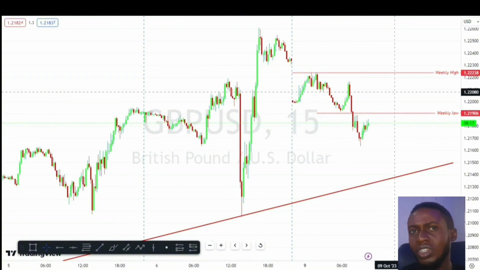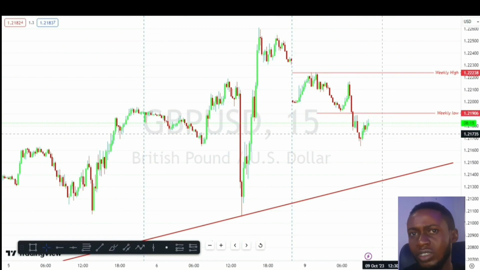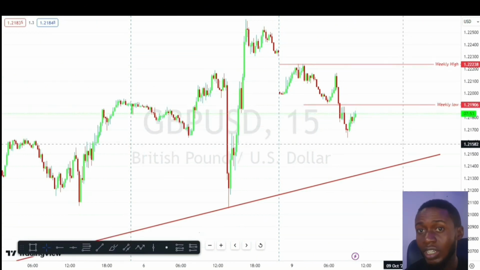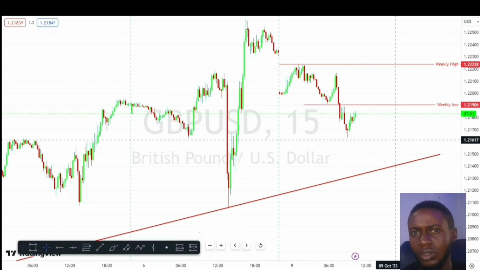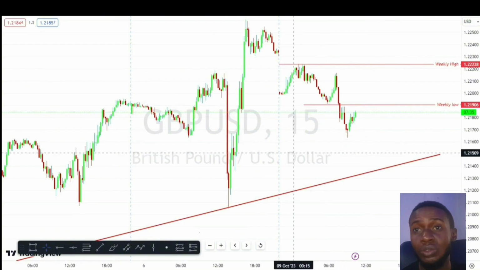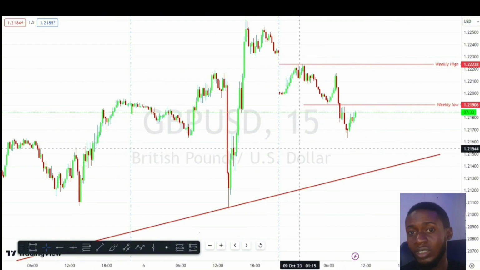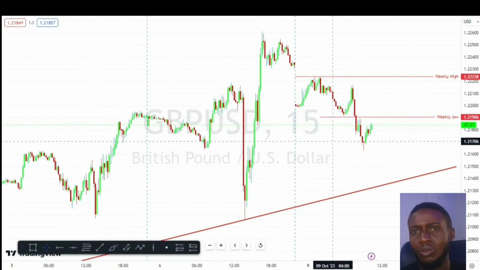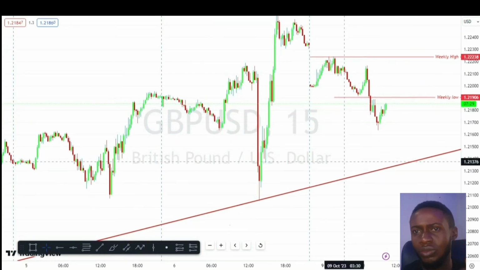Because before I take any entries, there are certain criteria that need to be met. Like last week, almost all my trades were winning ones. So this is exactly what I do on charts. I determine these levels, I come down to 15 minutes, I break it down to know my entries.